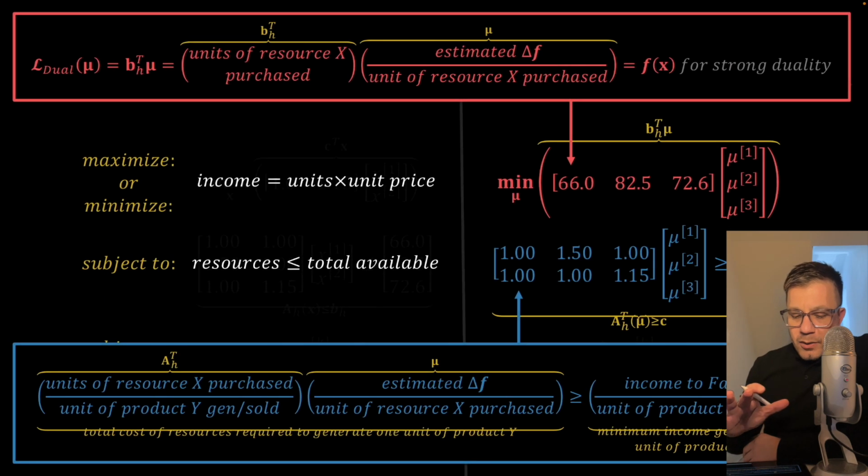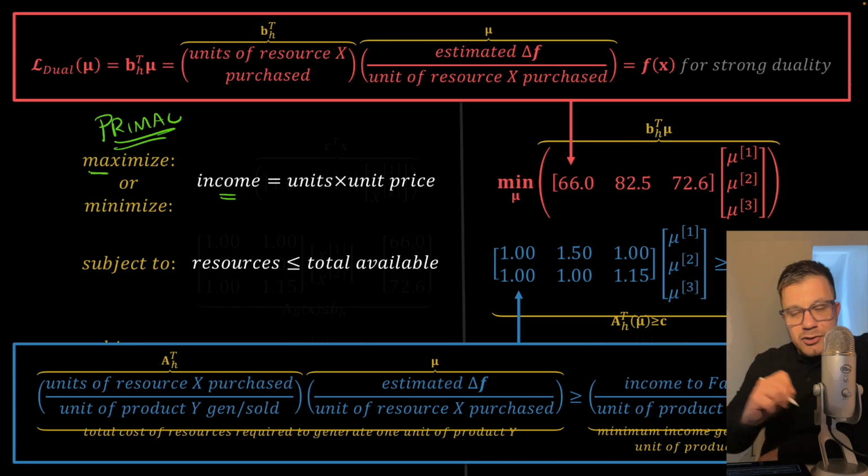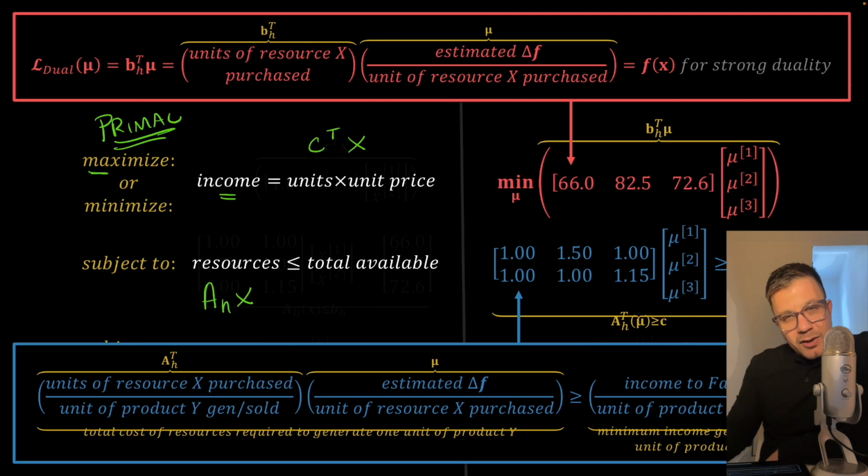So let's start off with the primal side of things, the primal optimization problem. This is easier to comprehend, I think. We know that the primal problem asks us to maximize the income generated by factory number K, which is equal to the unit price of the products times the number of units that we sell. Makes sense. It's subject to the constraint that the amount of resources that we use should be less than or equal to the total availability of those resources.